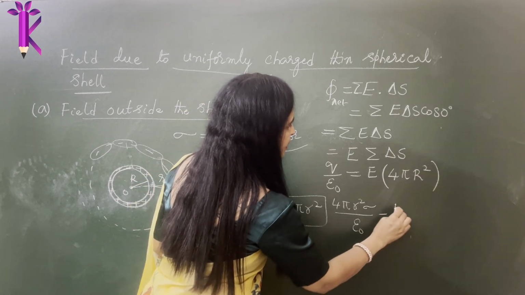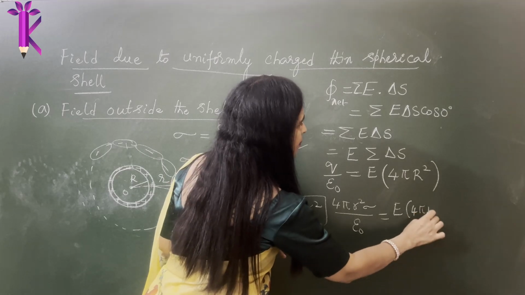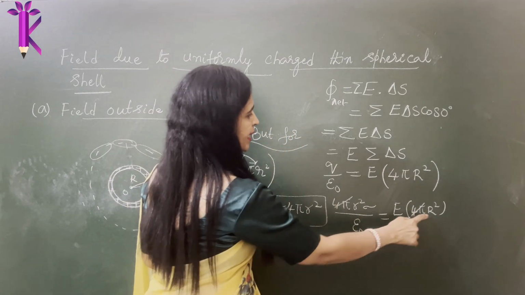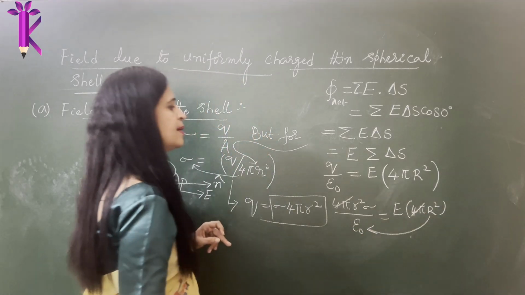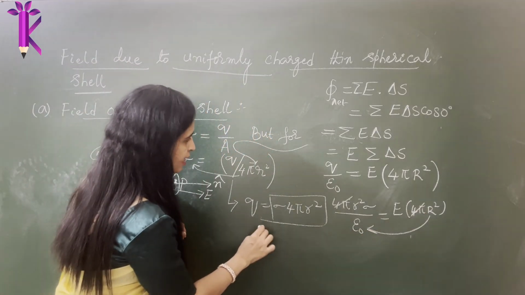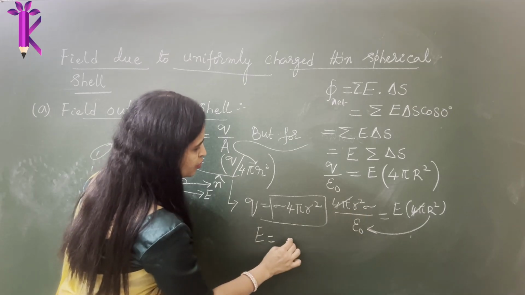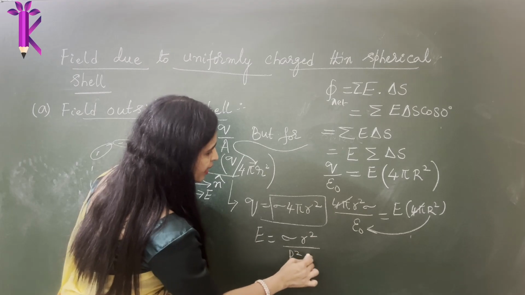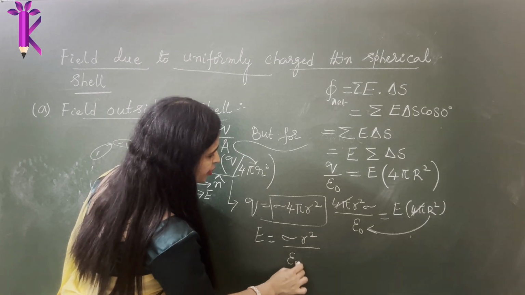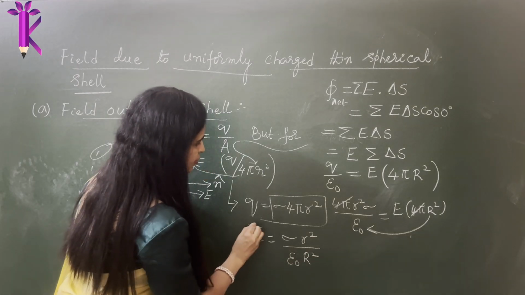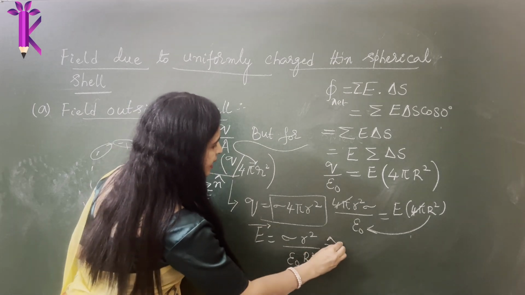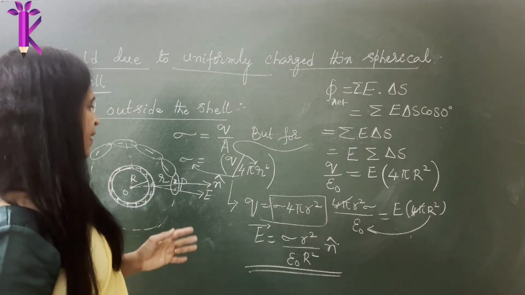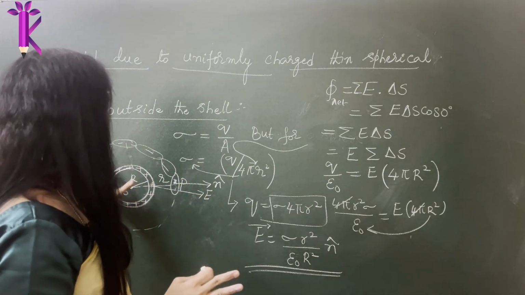So therefore you have E and 4 pi capital R square. What all gets cancelled? 4 pi gets cancelled. So E remains. Bring this R square down. That will be your expression for electric field. Therefore electric field is, what do you have in the numerator? Sigma R square whole divided by epsilon naught r square. Now if you want to write it in the vector format, it has to be n cap. So this is the expression for electric field due to a thin spherical shell outside the shell.